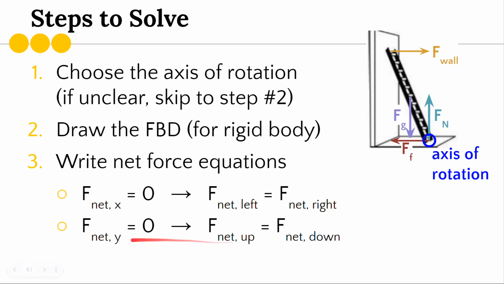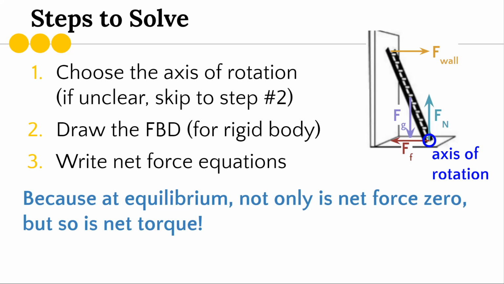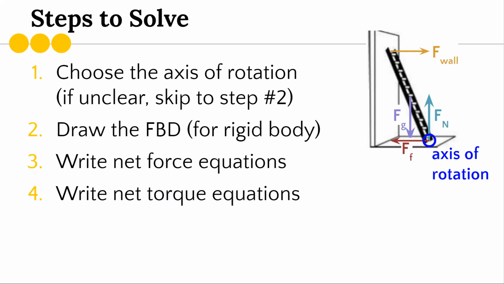The same thing vertically, in the y direction my net force is 0, meaning that my upward force is equal to my downward force, and they have the same magnitude. Again, I'm not actually solving anything because I don't have any numbers, but you could write equations like this and then use them to solve problems that do have numbers in them, depending on what you're solving for. So that's your third step, to get those net force equations. Because we're at equilibrium, not only is net force 0, but so is your net torque. And that is your next step.